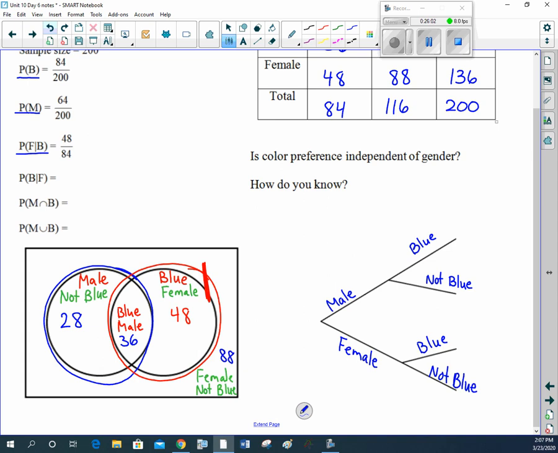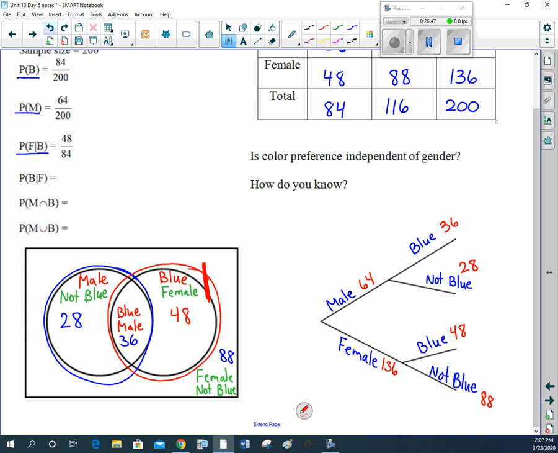Okay, so now we've got to just fill in what we know. How many males are there total? There were 64 males, so this line was 64. How many females were there? There were 136. Out of the male side, how many of the males liked blue? That was 36. And how many didn't like blue was 28. Those two numbers, 36 and 28, should add up to 64, because remember, that's our second characteristic of the male. Down here, female, there's 136. How many of them like blue? The 48. How many of them not blue? The 88.